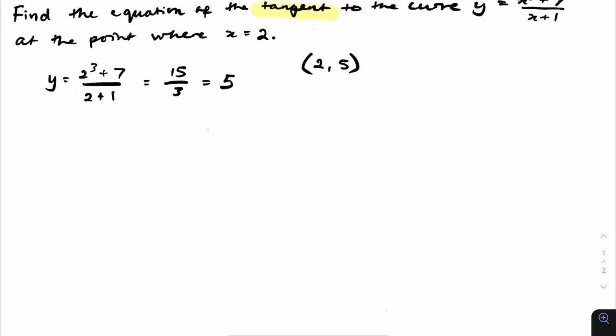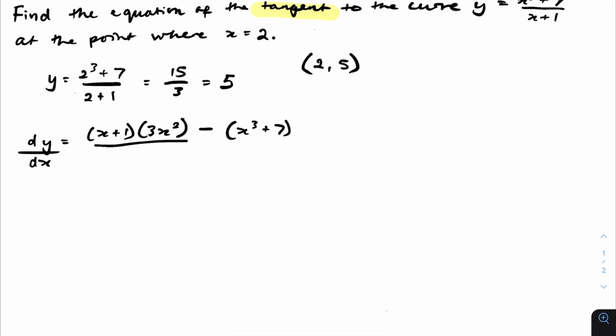Now we can differentiate it. In this case, we can use the quotient rule. So y is equal to, and I'm not going to write the quotient rule out, but I'm just going to start differentiating it. So dy/dx is equal to (x + 1) times 3x² minus (x³ + 7), all divided by (x + 1)². In this case, you don't actually need to simplify further because you're just going to substitute your value of x in right now. You're not trying to simplify this down.